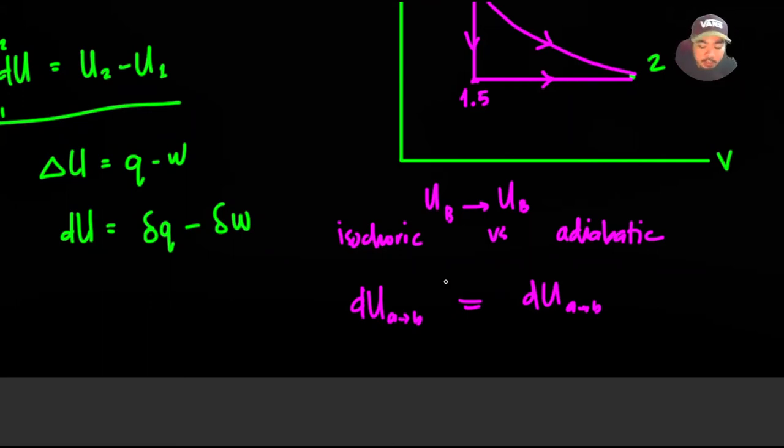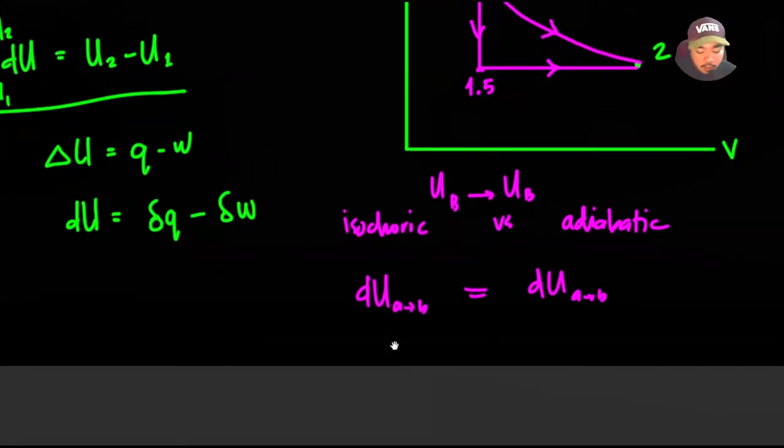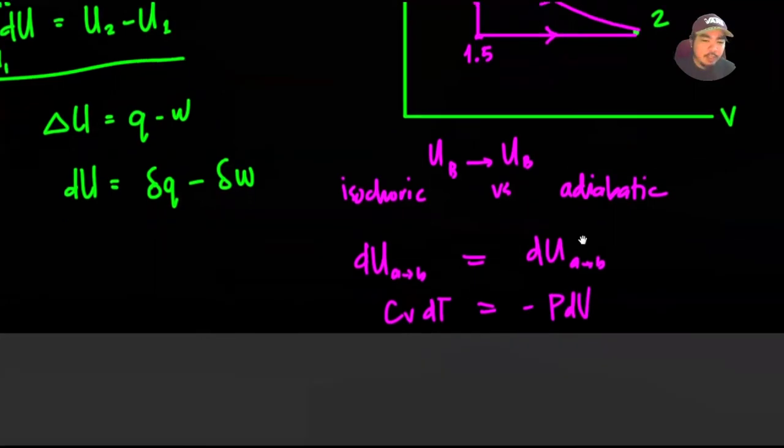So with that said, you should be able to establish a sort of equivalence. dU, if it's isochoric, is equal to CV dT, and this will now be equal to dU if it's adiabatic, which is negative PdV. Okay, does that make sense? It makes sense, right?